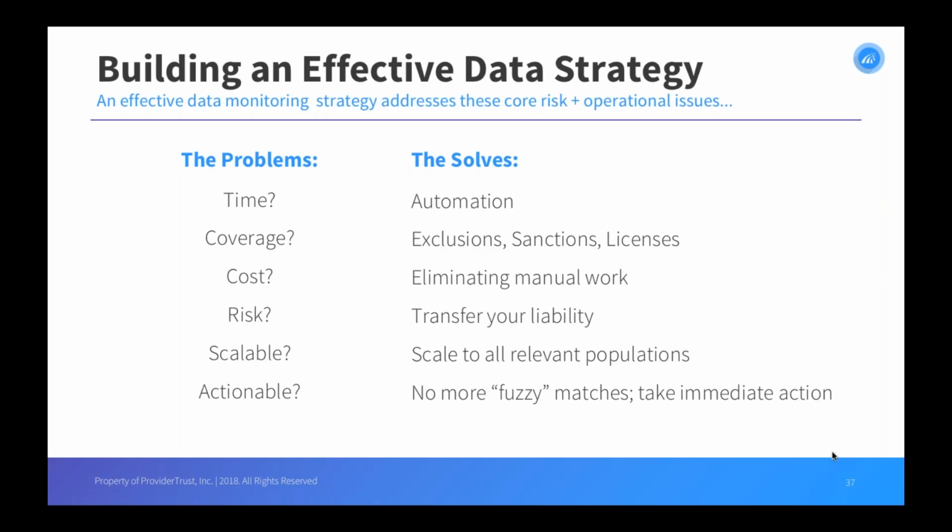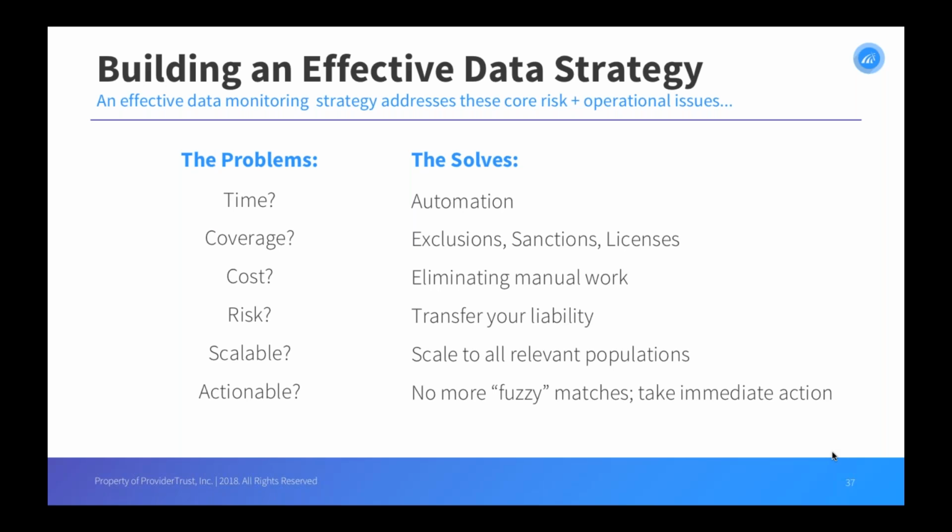What are the actionable steps to actually build a strategy? Building an effective data strategy, right? An effective data monitoring strategy addresses these core risk and operational issues. The problems that you will run into just on the front end to try to address them would be time, coverage, cost, risk. Is this scalable, and is this actionable?